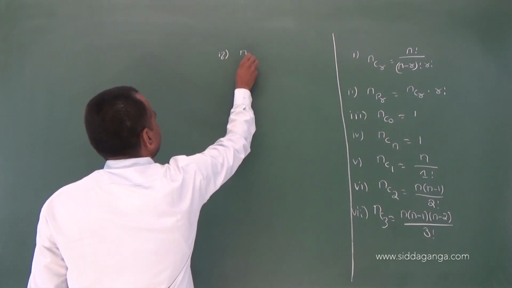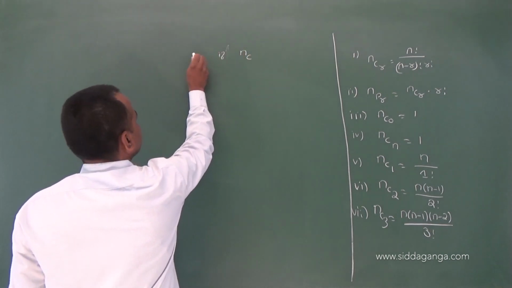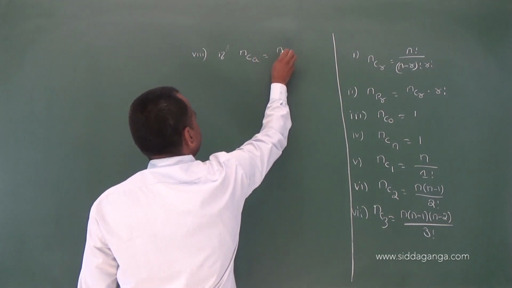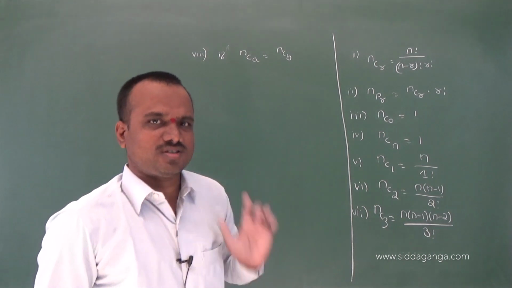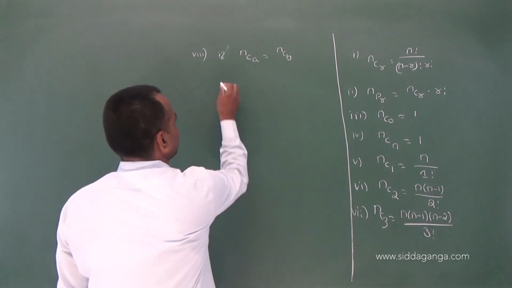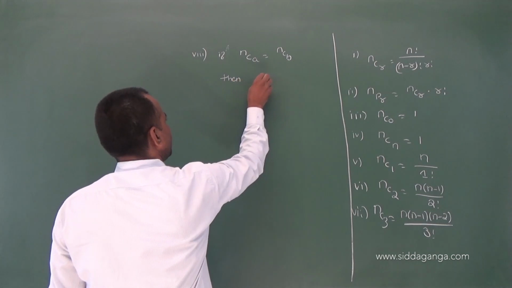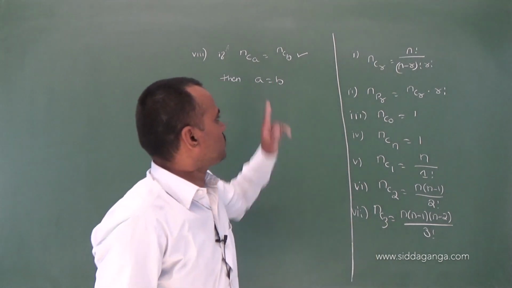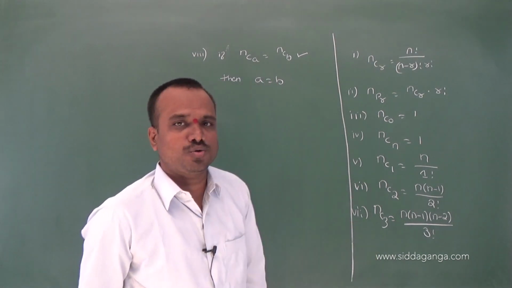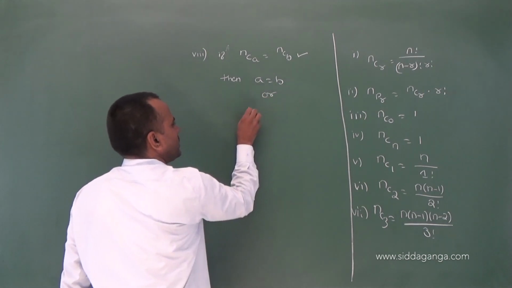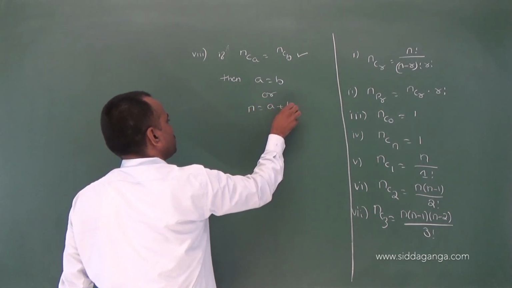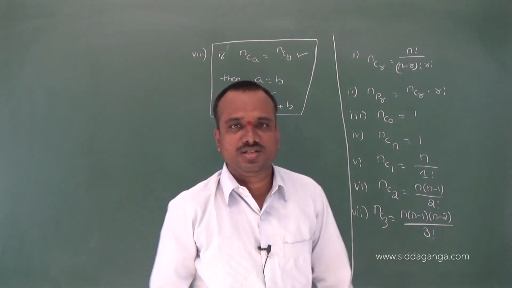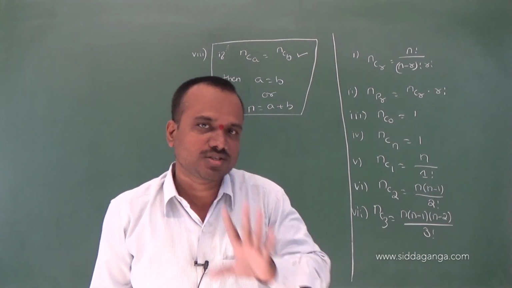I think the eighth one: if nCa is equal to nCb, very small result, then a is equal to b. If this condition is satisfied, nCa is equal to nCb, then a is equal to b, or n is equal to a plus b. Very, very, very important result. nCa is equal to nCb.